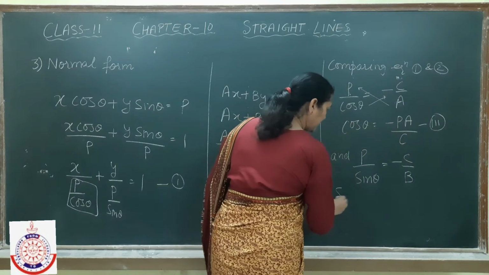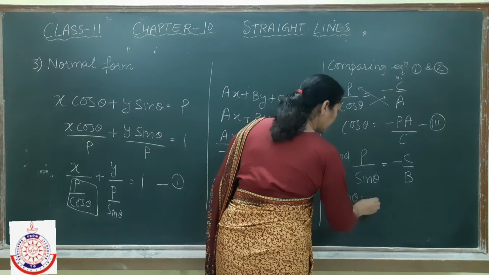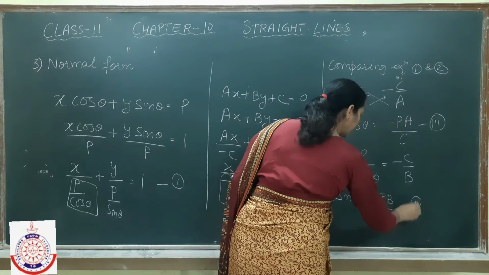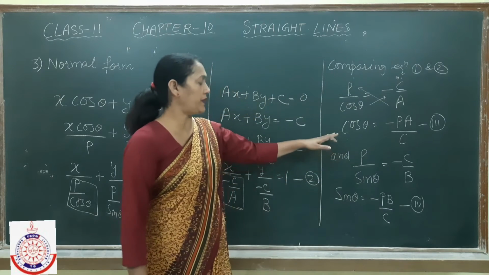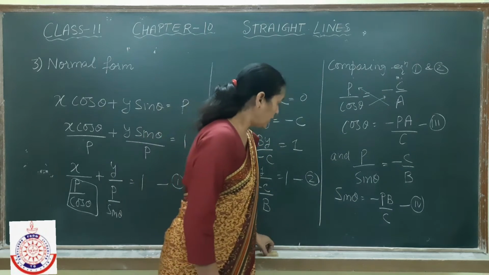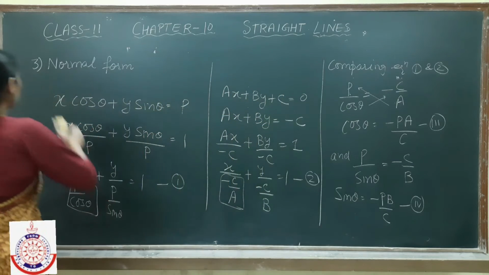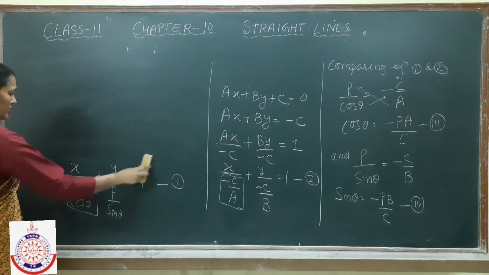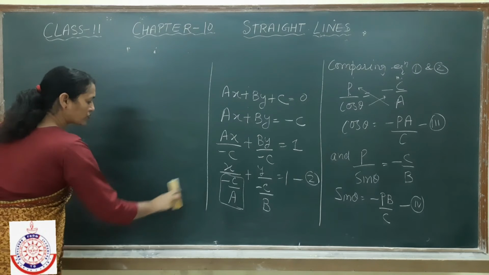We'll be getting sin theta as minus pb upon c. So what we have done? We have obtained the value of cos theta and sin theta. Now using the trigonometric identity that says sin square theta plus cos square theta equals to 1.